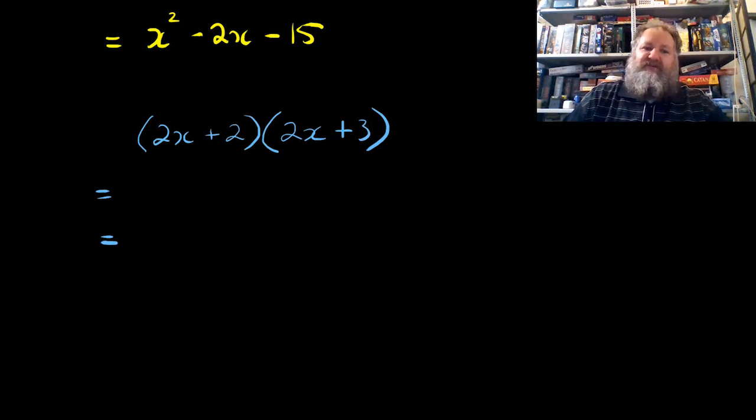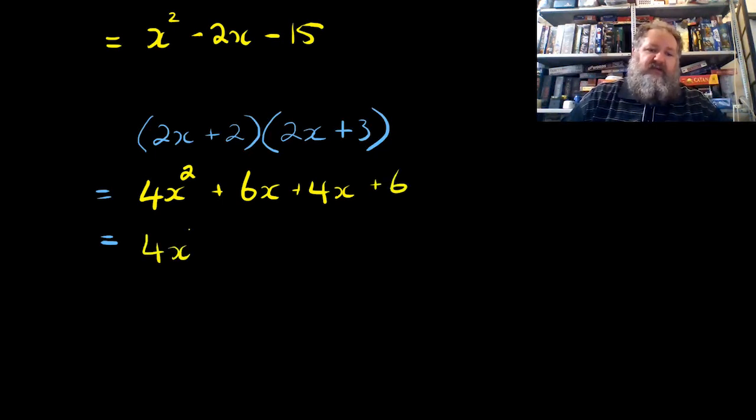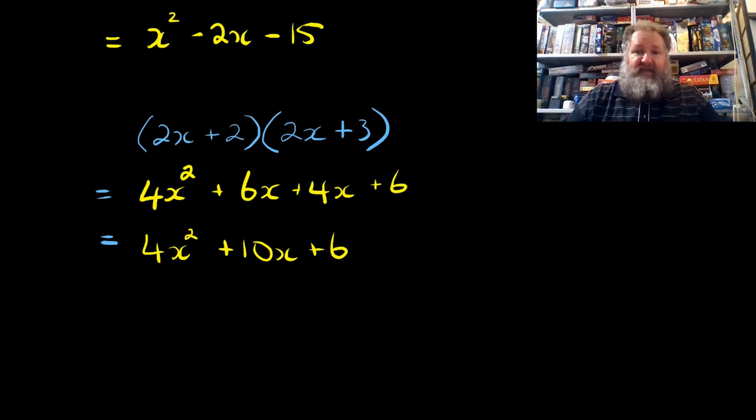So my first terms, this will be 2x times 2x. So this will be 4x squared plus my outside terms. So 2x times positive 3, which will be 6x. My inside terms, which will be positive 2 times 2x, which will be 4x. And then my last terms, 3 times 2, which will be plus 6. Gather my like terms, and I'll end up with 4x squared plus 10x plus 6. So there you go. That's how you multiply out pairs of brackets.